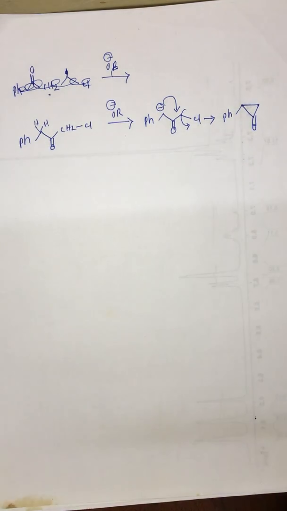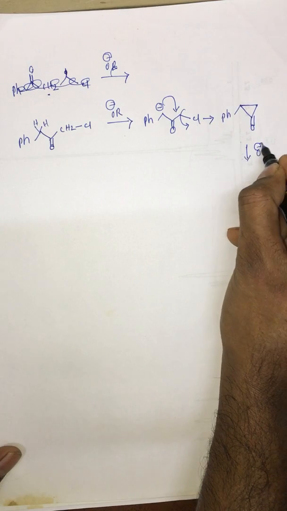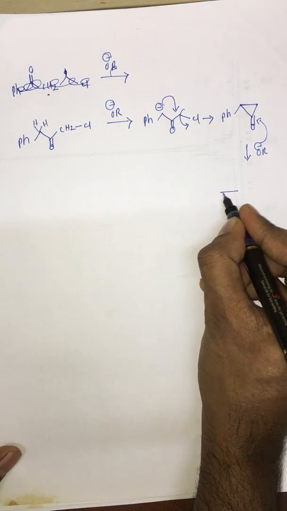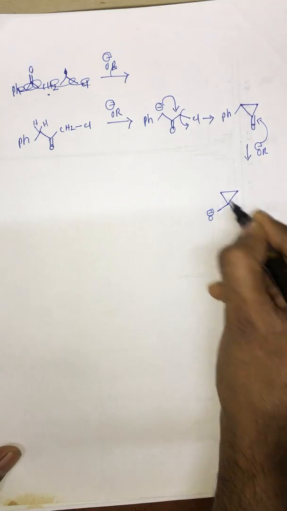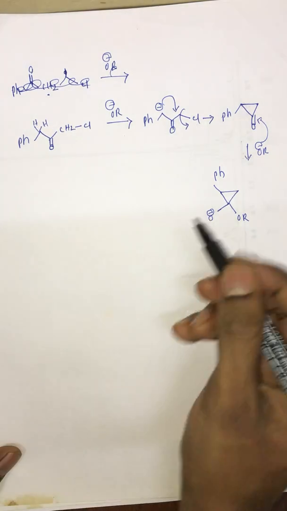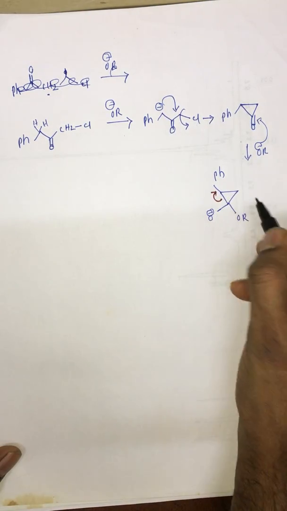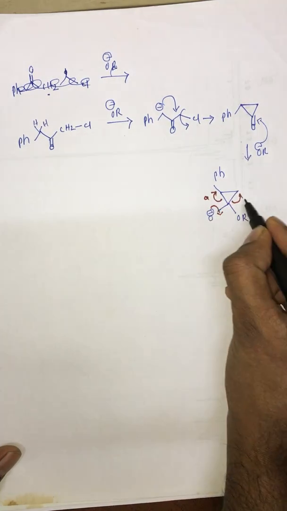And we get this product. Now OR minus attacks this carbon. This will become O minus OR pH. So here now the ring can open two ways. This is one way and this is another way. Imagine this is A and this is B.